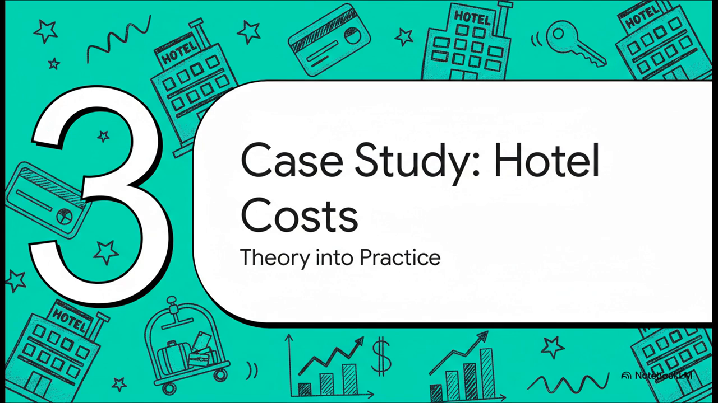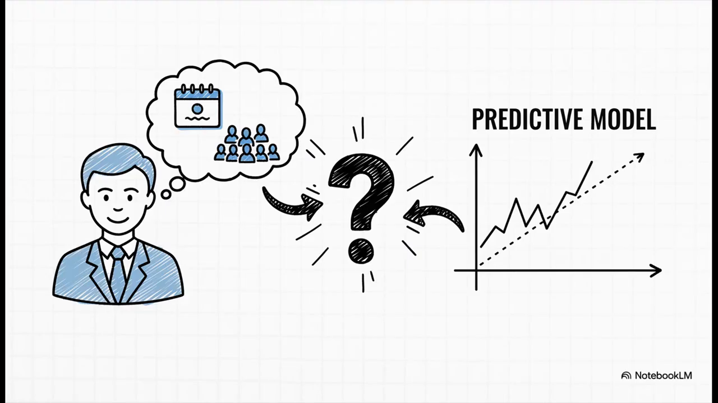All right, theory's great, but this is where the rubber really meets the road. Let's walk through a real-world example to see exactly how this thing works. For the next few minutes, we're going to be cost consultants for a hotel. So here's our assignment. The hotel manager needs to put together a budget for September. They're expecting about 3,000 guests. They've given us their data on guest numbers and total costs from the last few months, and they need us to build a model to predict what their costs will be.